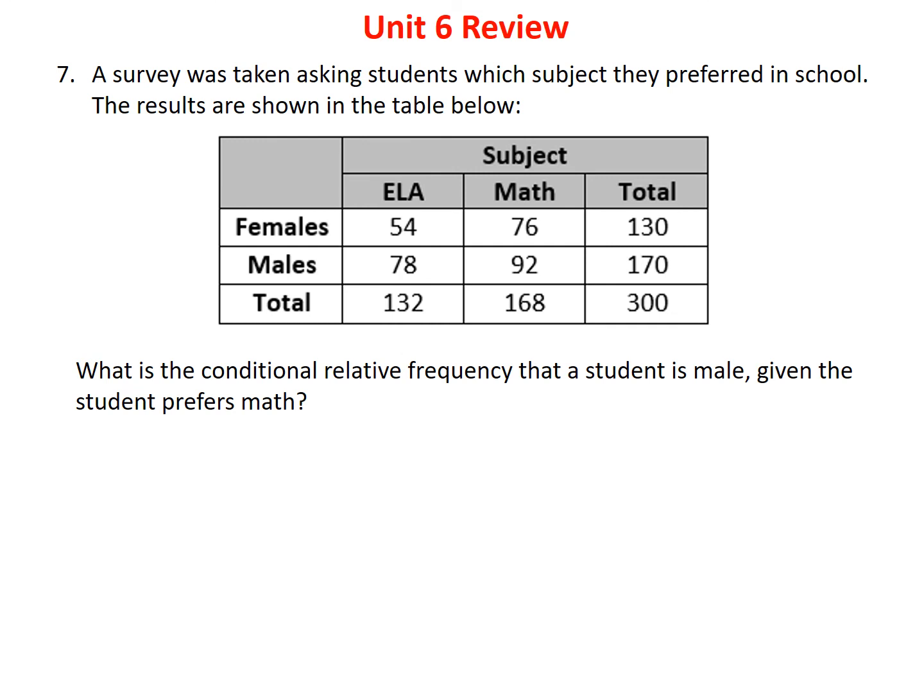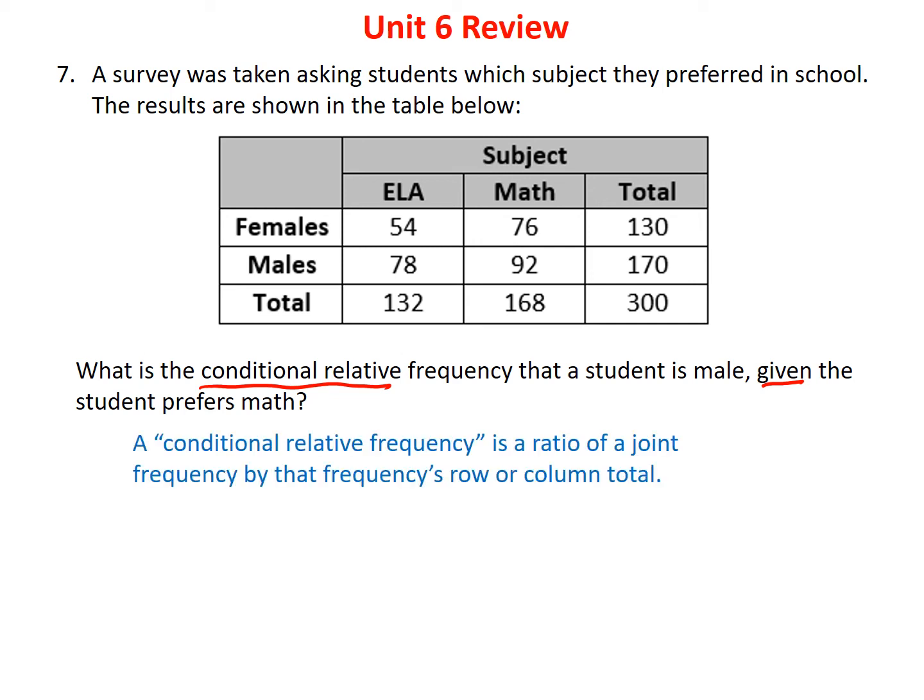Finally, the problem asks us for the conditional relative frequency that a student is male, given that the student prefers math. Conditional relative frequency gives you a condition, given that the student prefers math. In other words, they're only considering students who prefer math. So that means it's a ratio of the joint frequency, how many male students prefer math, to the total of the frequencies for that row or column, not the grand total. So in this case, it's the males who prefer math to the total people who prefer math. That's the conditional part of it.